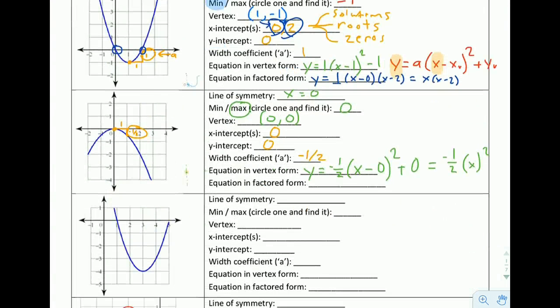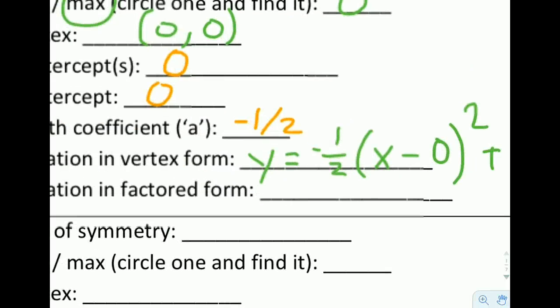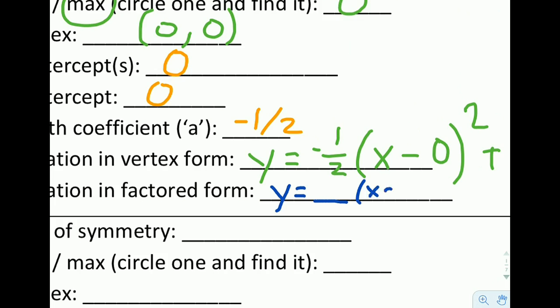Next one here, we're writing our equation in factored form again. We need to look for our x-intercepts, our zeros. And in this case, we only see 1. This one is going to be tricky because even though there's only 1 there, we're still going to write this twice. So for example, y equals, I'll leave my little gap, we'll put our a in there in a moment, x minus 0 because our x-intercept is 0, and I'm going to write it again, x minus 0 again.